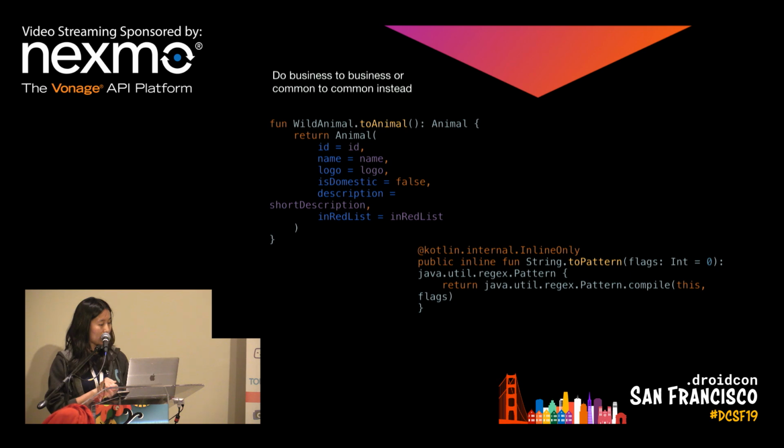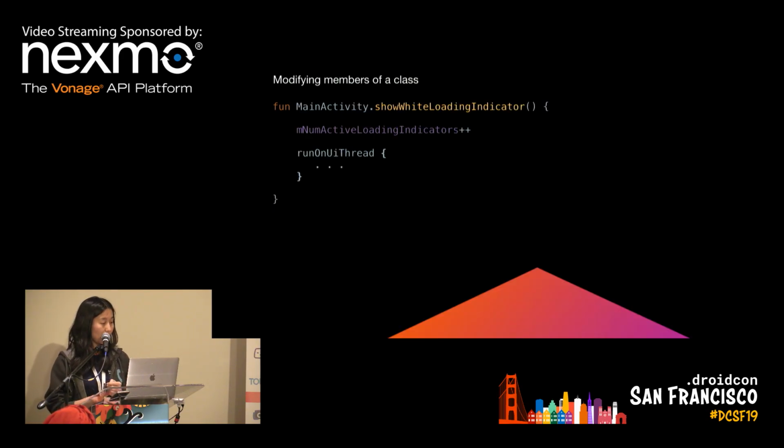And this is the example of inline as well. When you have String as a common type, you're converting it into Pattern, again a common type.